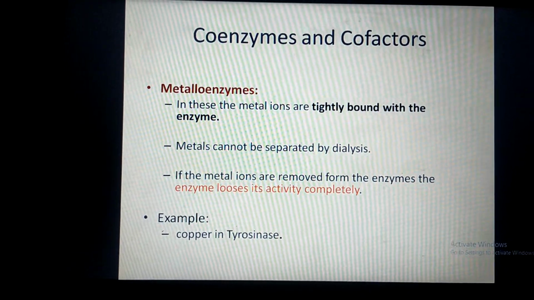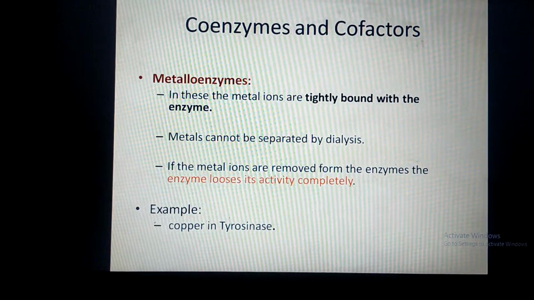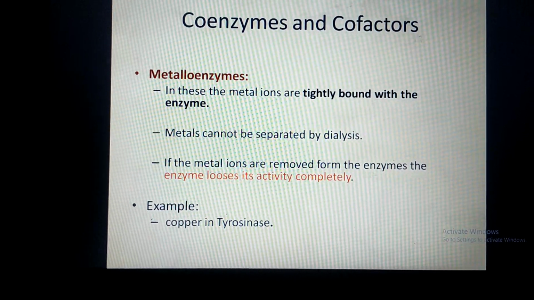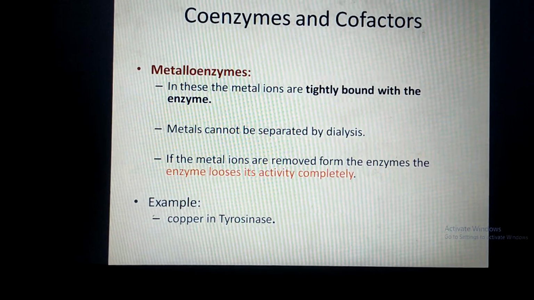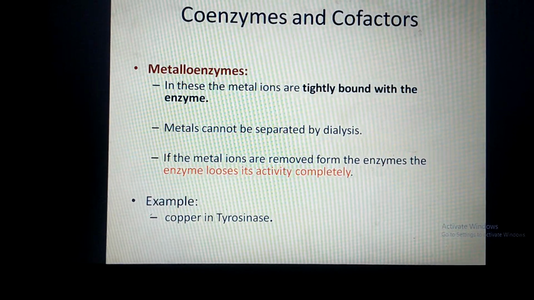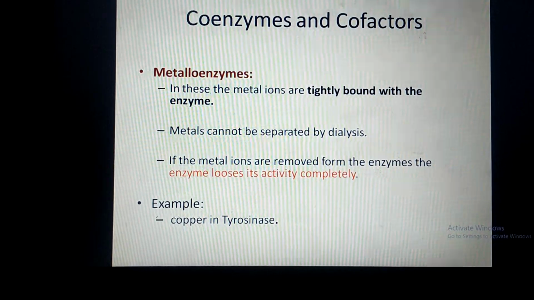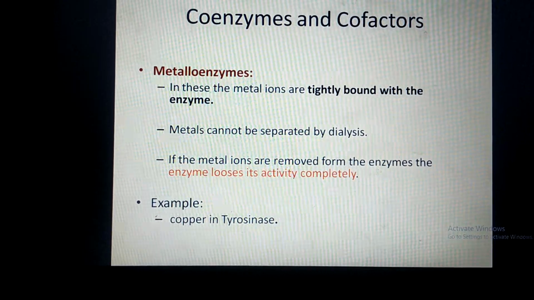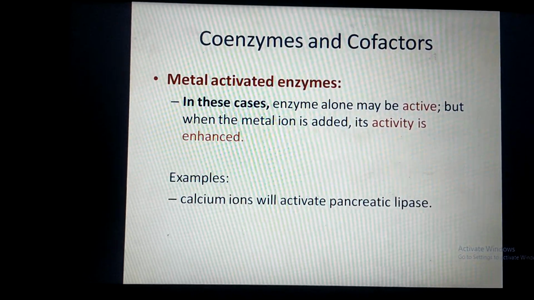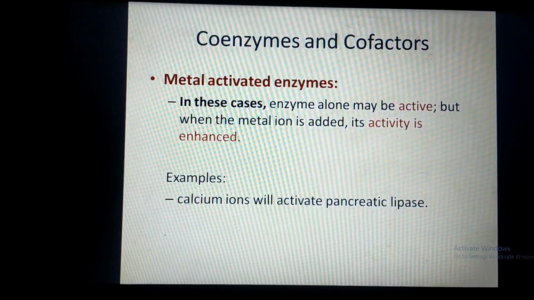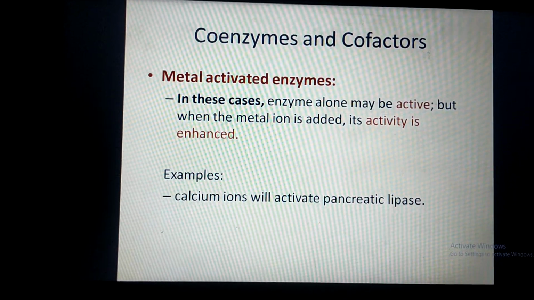Metalloenzymes: in these, the metal ions are tightly bound with the enzymes. We cannot separate the enzyme and metal ions by the process of dialysis. If we forcefully separate the metal ions from the enzyme, it loses its activity completely. Example, copper in tyrosinase. Second is metal activated enzymes. In these cases, enzymes alone may be active, but when metal ions are added, their activity increases.